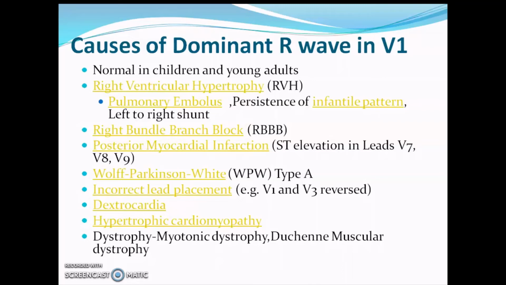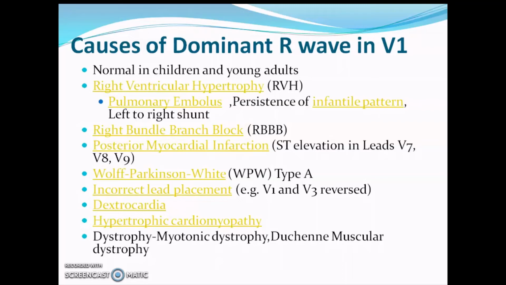Sometimes the juvenile pattern might persist. It is called persistence of the infantile pattern. Or there might be RV hypertension or RV hypertrophy due to pulmonary embolism, which causes pulmonary hypertension, or a left to right shunt, which causes increased blood flow to the right side, which causes RVH, or when there is a right bundle branch block, or posterior myocardial infarction, there will be ST depression in the anterior leads and ST elevation in the posterior leads.